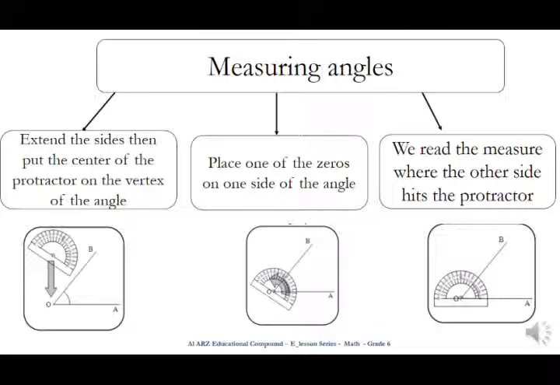Let's repeat. So to measure angles, first we extend the sides if needed. If they are short, we extend them. Then we put the center of the protractor on the vertex of the angle. Second step, we place one of the zeros on one of the sides of the angle. We start counting and we read the measure where the other side hits the protractor. This is where we stop and we write the measure.